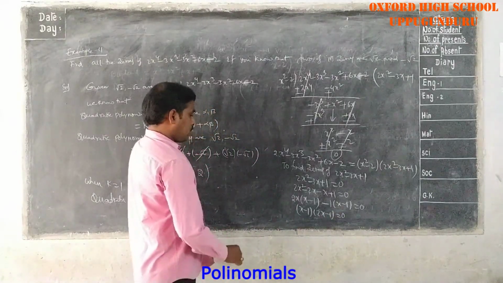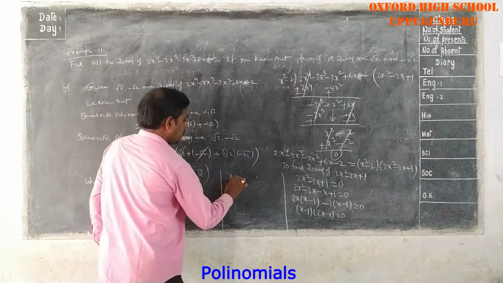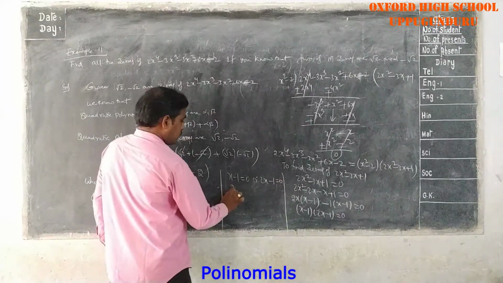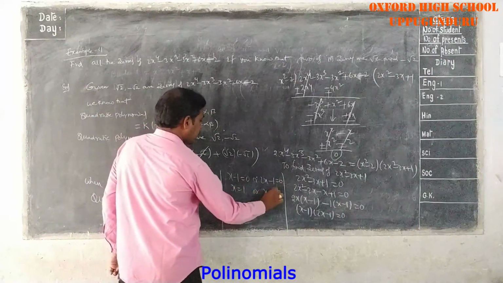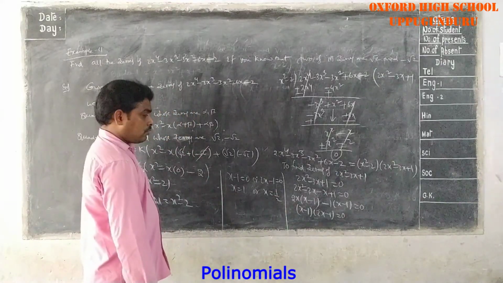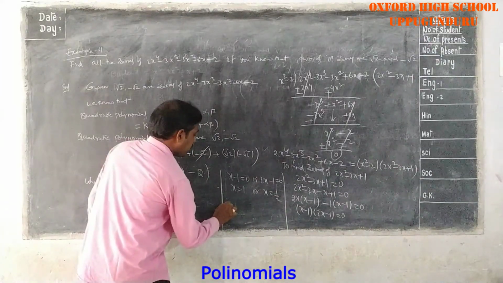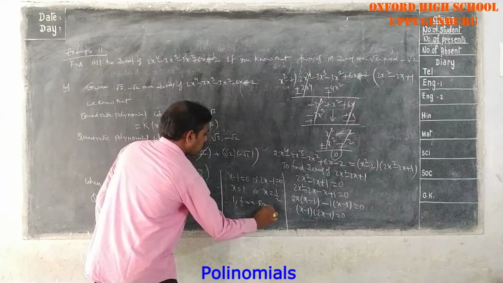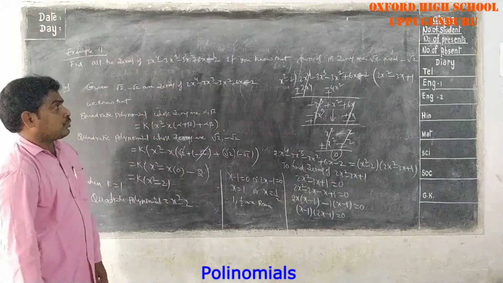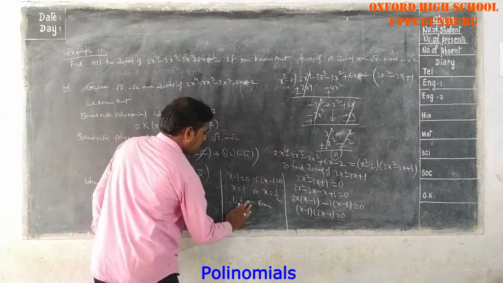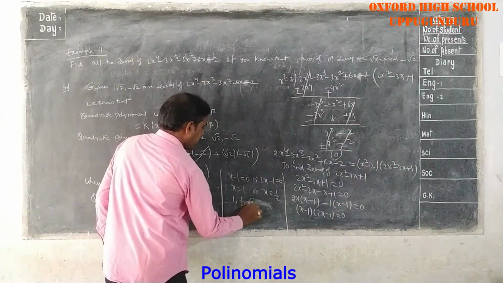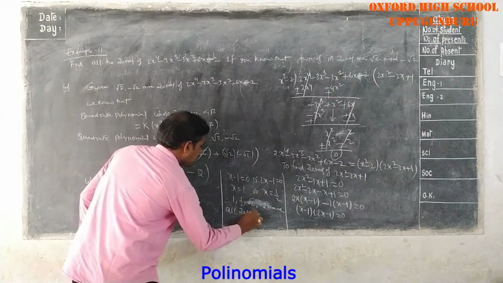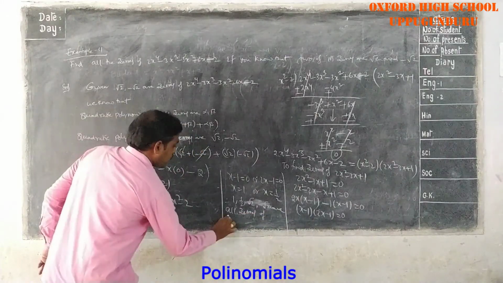That means what? Either x minus 1 equal to 0 or 2x minus 1 equal to 0. So x equal to 1 or x equal to 1 by 2. Therefore, you can write 1 comma 1 by 2. What they are asking: find all the zeros if you know the 2 zeros. Therefore, 1 comma 1 by 2, root 2 and minus root 2 they gave, are all zeros of the given quadratic polynomial.